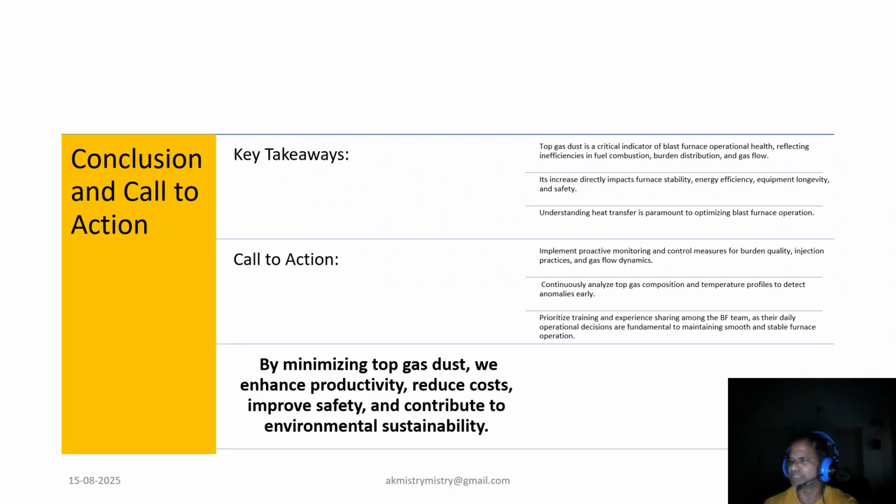In the conclusion, we can say that top gas dust reflects inefficiency in combustion, burden and gas flow. It affects stability, efficiency, safety and sustainability. So let's commit to proactive monitoring, training and process optimization. By reducing dust, we boost productivity, cut cost and protect the environment.